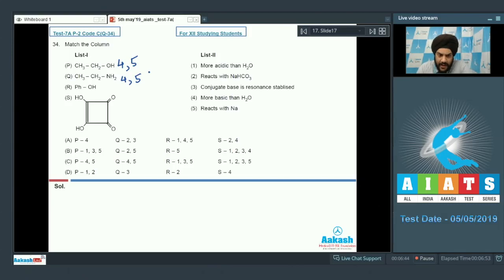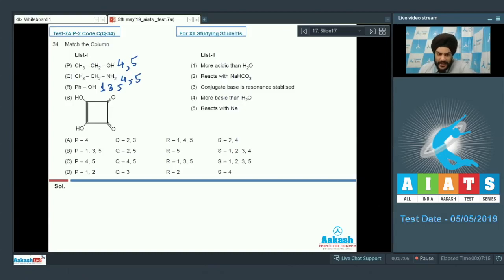If you talk about the R option now, we have phenol. Phenol is more acidic than H2O. Phenol does not react with NaHCO3. Phenol has a conjugate base which is resonance stabilized. Phenol is not more basic than H2O, and phenol reacts with Na to form the phenoxide ion and liberates dihydrogen gas. So 1, 3 and 5 will be matched with R.